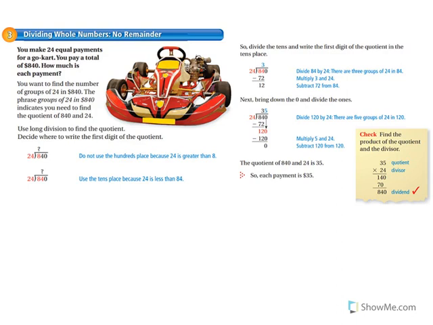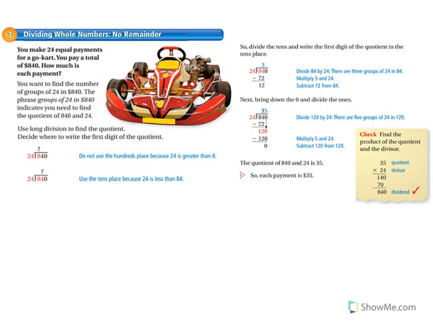This is example 3. I've kind of broken it up a little bit to fit on my screen. So yours goes straight down. Mine's going to go kind of across. Number 3 says, you make 24 equal payments for your go-kart. How cool would that be? My kids would love to have that. You pay a total of $840. How much is each payment?